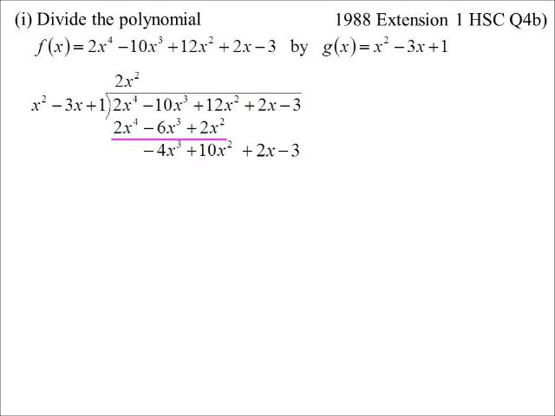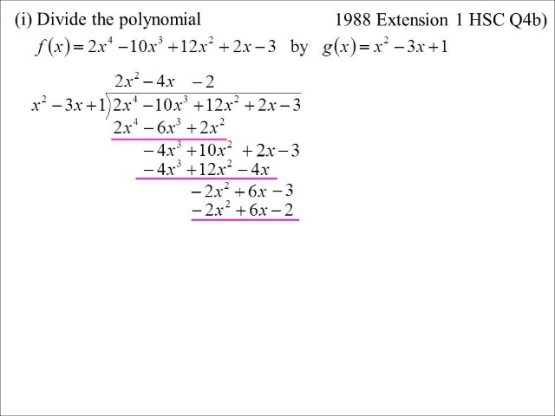Yes, I can keep going. x squared into minus 4x cubed, minus 4x. Multiply out. 10 minus 12, negative 2. 2 minus minus 4, 6. Yes, I can keep going. So we go another time. Negative 2. Minus 6x minus 2. Subtract, subtract. Minus 3 minus minus 2. Minus 1. That's where I will stop.